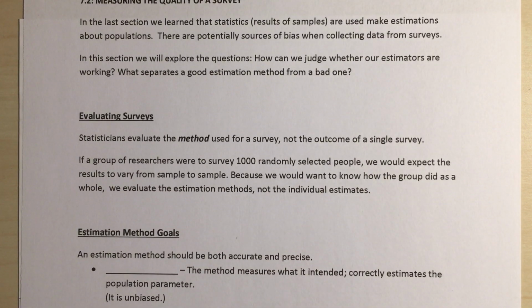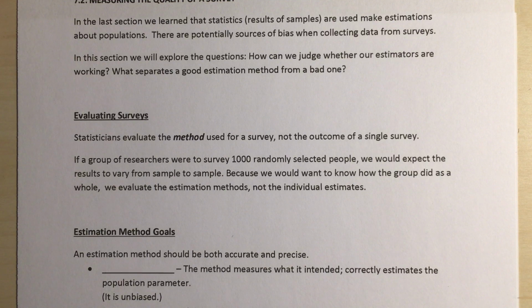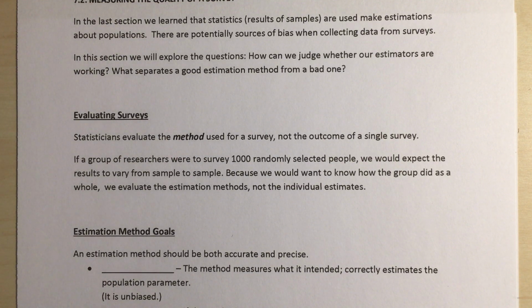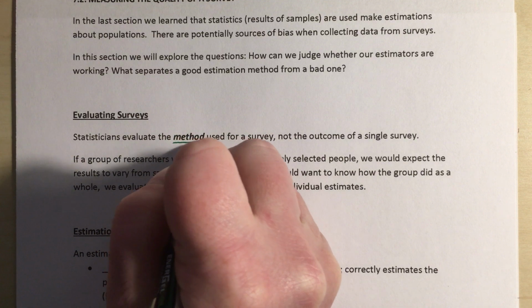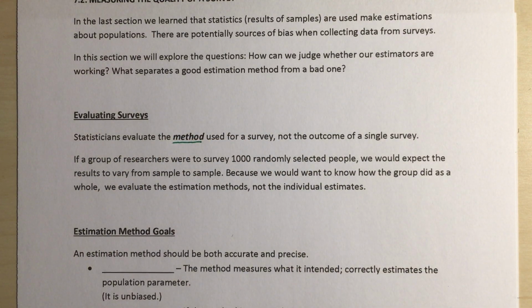Right, so to begin with at the top, evaluating surveys. Statisticians evaluate the method used for a survey, not the outcome for a single survey. Right, so we're not necessarily paying attention to the results, we're looking at the method that was used to collect these results. Is this method going to give us accurate predictions? If a group of researchers were to survey 1,000 randomly selected people, we would expect the results to vary from sample to sample. Because we would want to know how the group did as a whole, we're going to evaluate the estimation methods, not the actual individual estimates. And we're more worried about the process in this case.